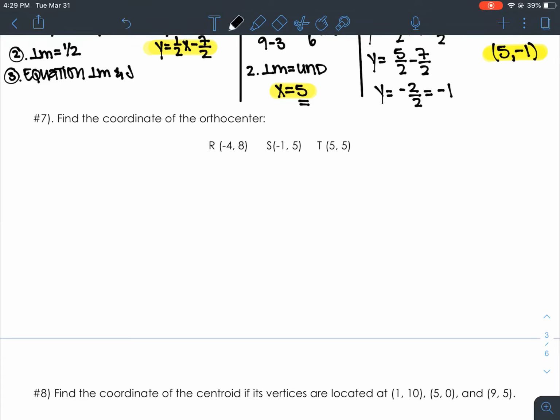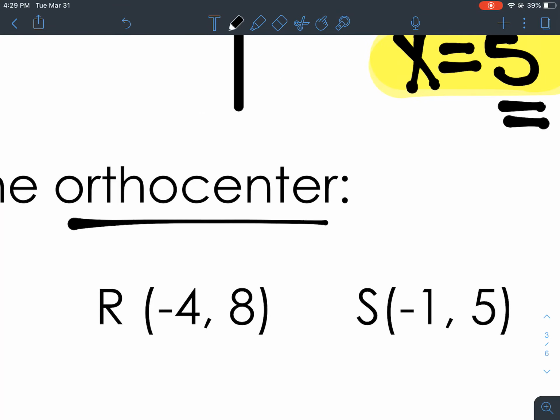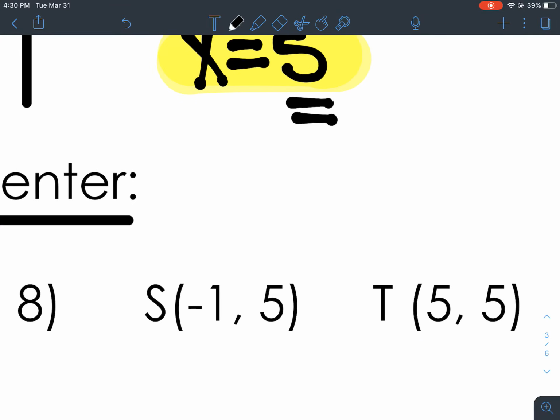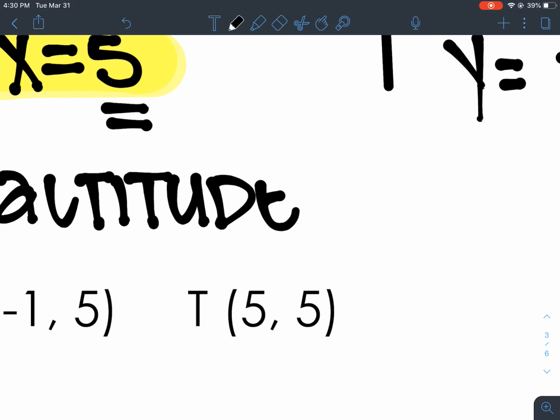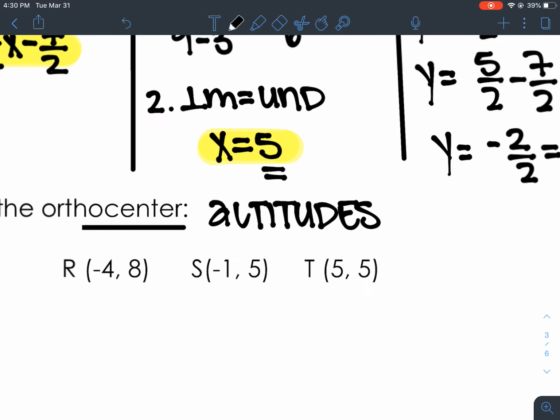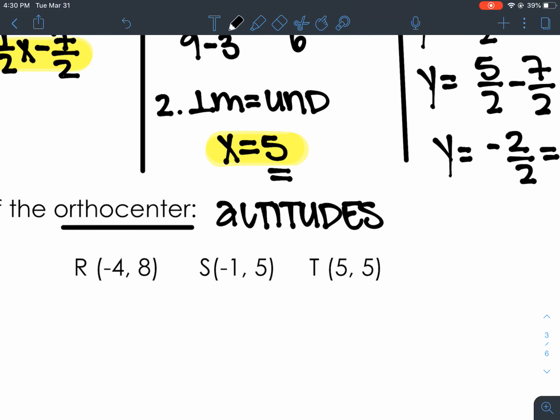Okay, so here we go. Same type of question. We're trying to find the coordinate of the orthocenter. The orthocenter, remember, is the intersection of altitudes. And technically, in section 5.2, we talked about it as the intersection of three altitudes. But technically, any two of the altitudes also would intersect at that point. So we need to find the altitudes from two of these vertices.